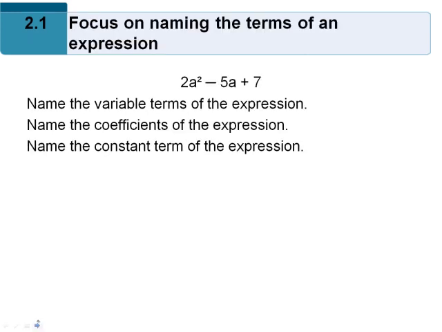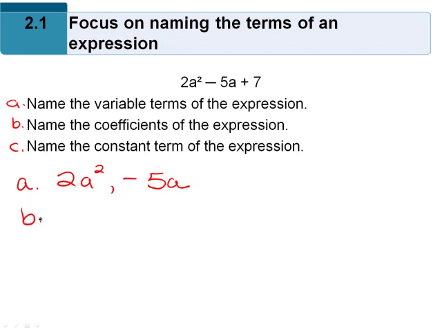So look at this expression we have here. 2a squared minus 5a plus 7. It says to name the variable terms of the expression. Well, I'm just going to label the parts a, b, and c, and we'll write the answers down underneath here. The variable terms would be 2a squared and negative 5a, because that negative sign goes with the 5. And those two terms have variables. Those are our variable terms.